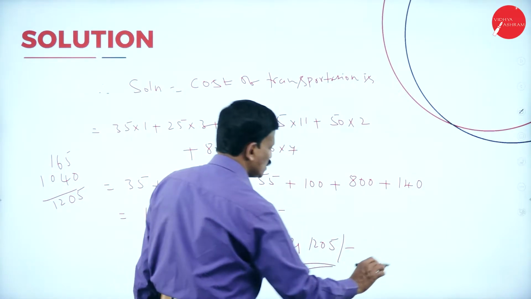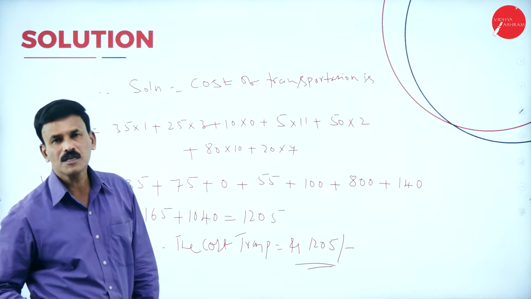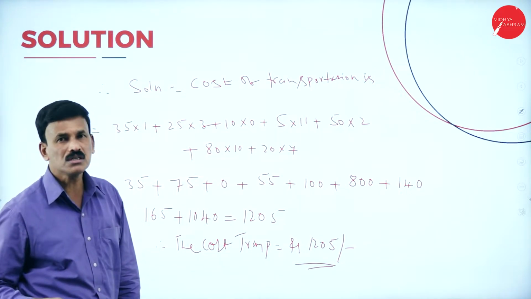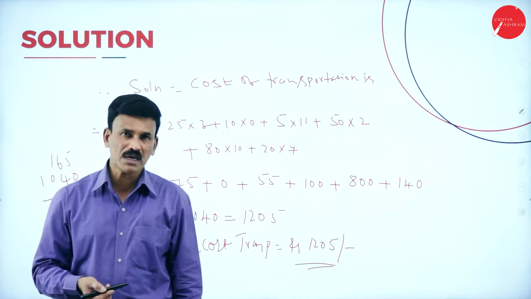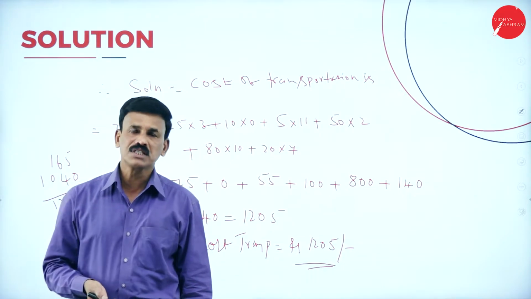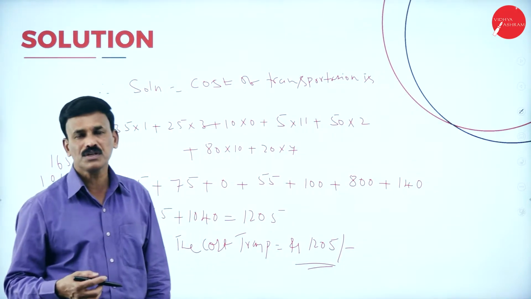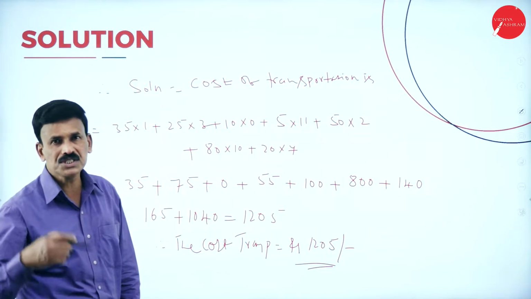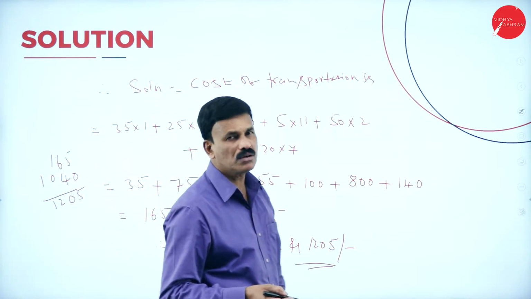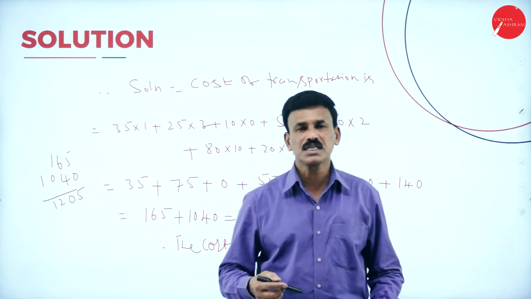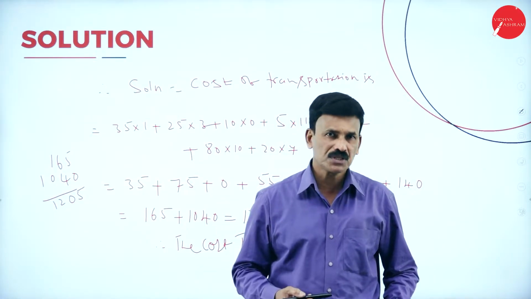So this is how we are going to solve a transportation problem using the least cost method, whether it is balanced or unbalanced. If it is balanced, we can straight away go for the method. If it is unbalanced, just use a dummy row or dummy column and solve. That's all. So that's regarding a problem based on transportation.